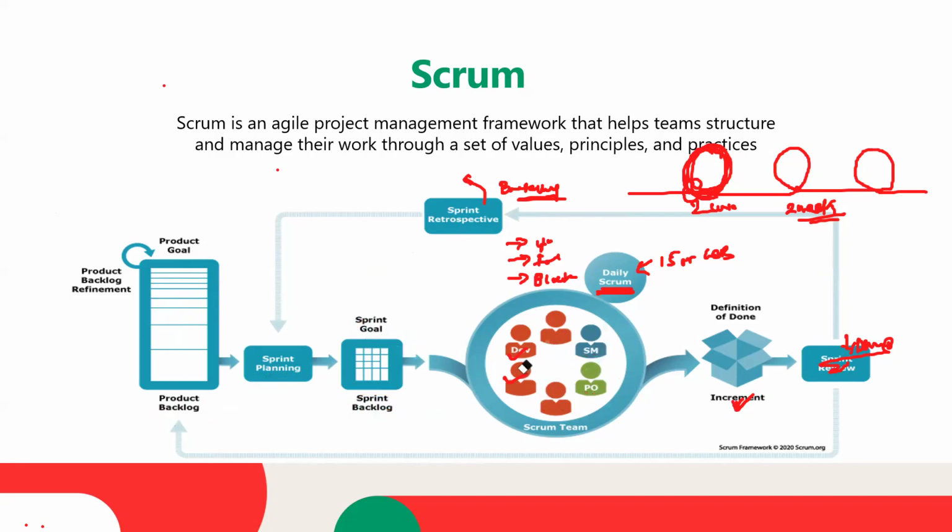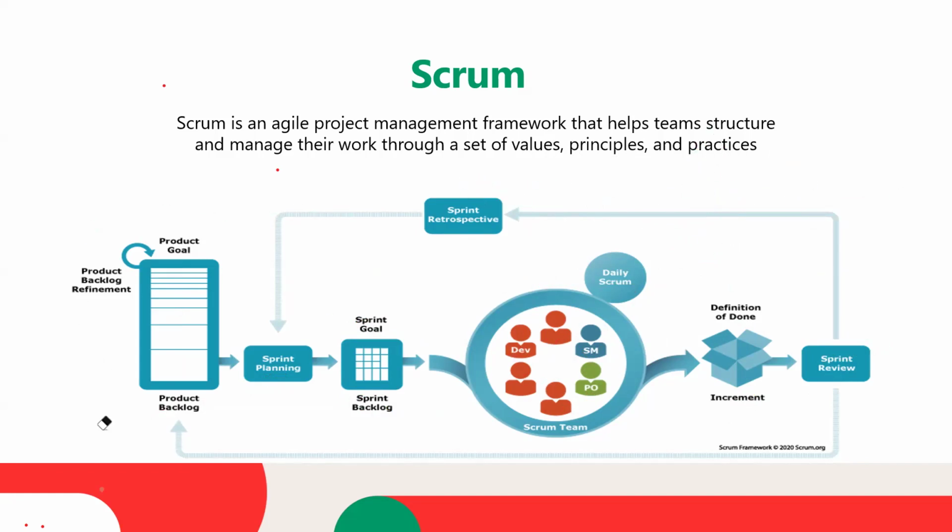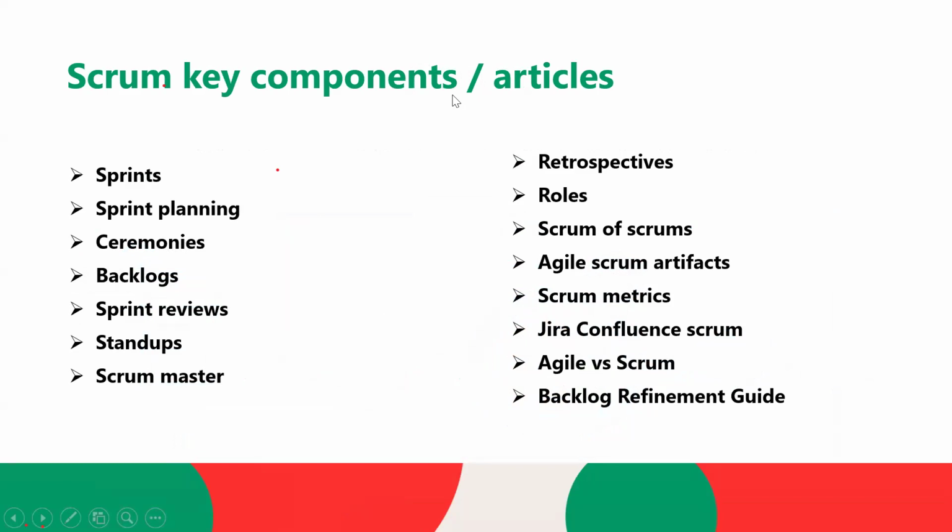Now we will discuss each component in detail. These are the articles, or you can say key components of Scrum: sprint planning, ceremonies, backlog, sprint review, stand-up, Scrum Master, retrospective, roles, Scrum of Scrums, Agile Scrum, Scrum metrics, Jira Confluence Scrum, and the difference between Agile and Scrum.